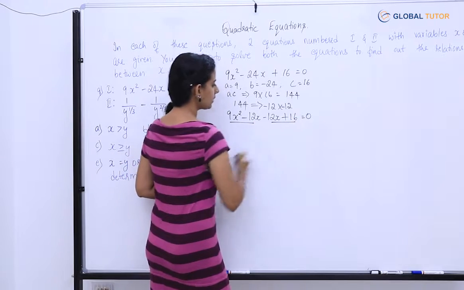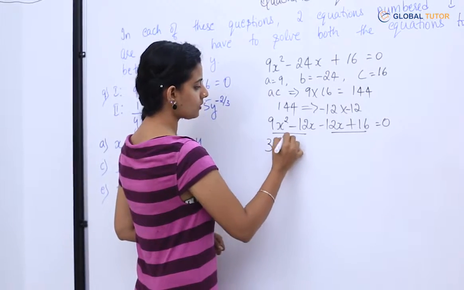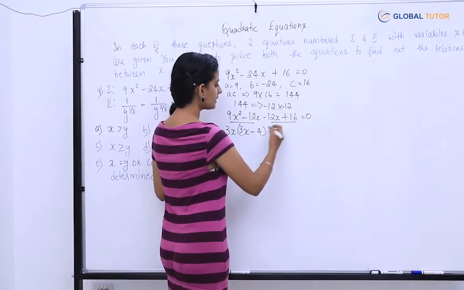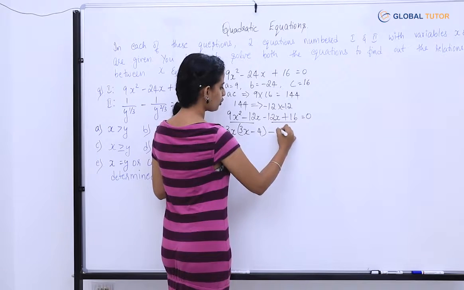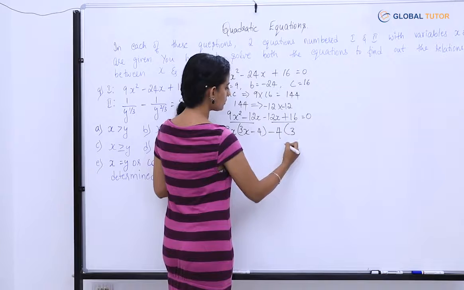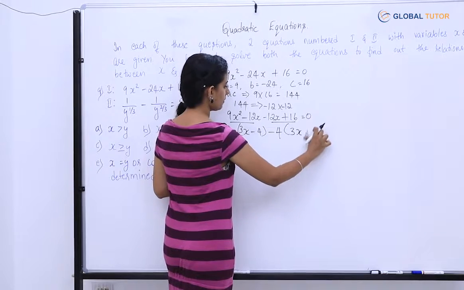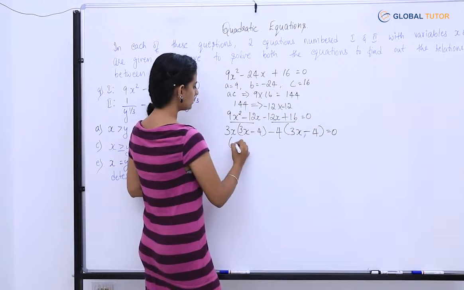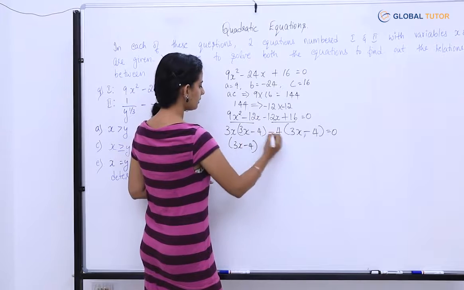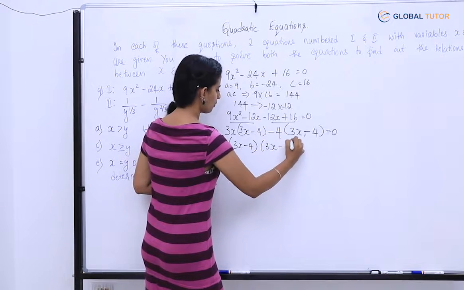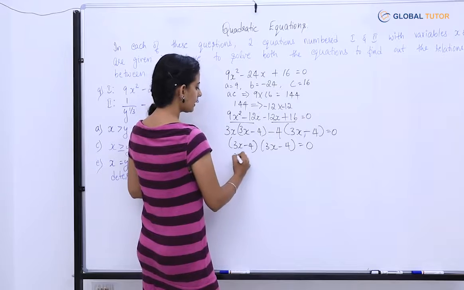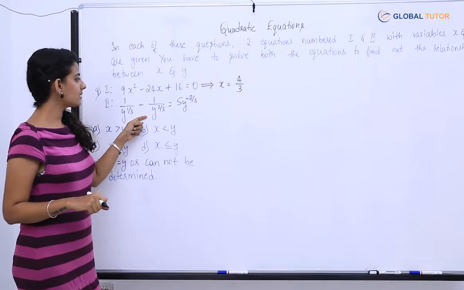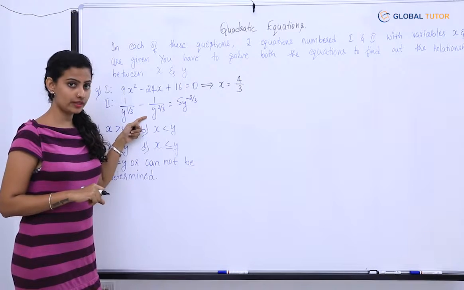So I will group these two and these two. Here we can take 3x common. We will be left with 3x minus 4. In this case I will take minus 4 common, and I will be left with 4 3s are 12, so 3x minus 4. Now 3x minus 4, and here also 3x minus 4, which is equal to 0, which means x is equal to 4 by 3.